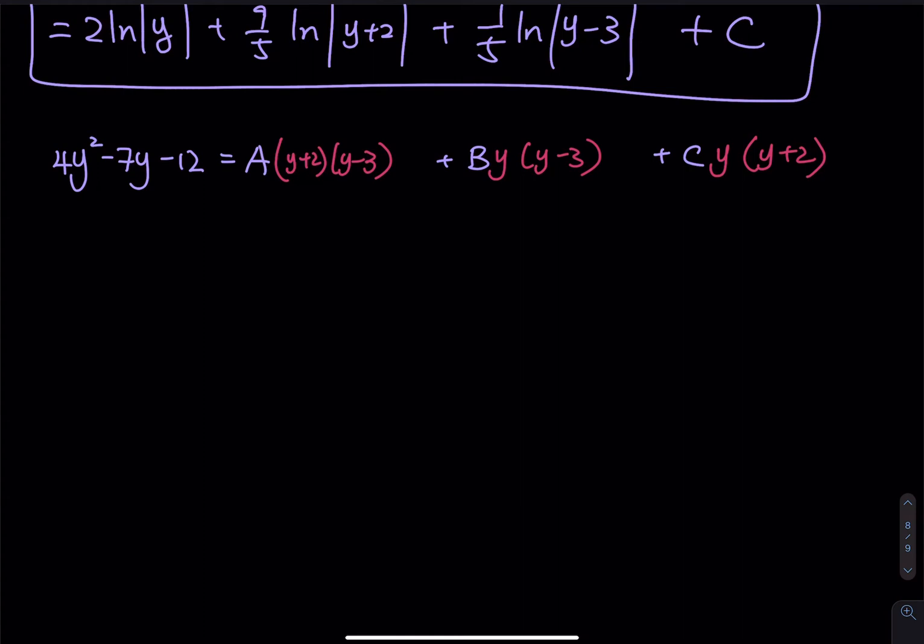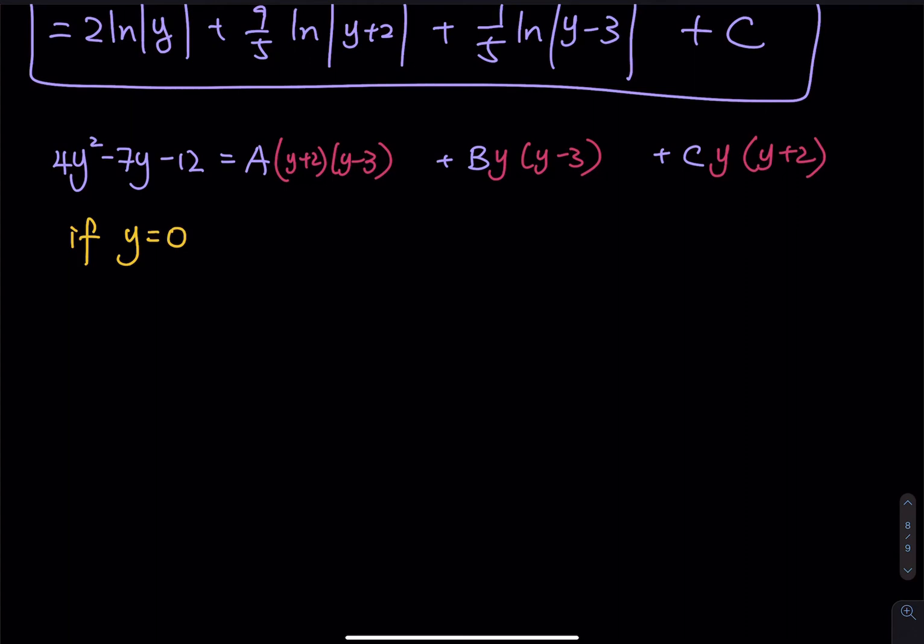So look at the red factors: Y plus 2, Y minus 3, and a Y, right? So now, look. What if Y is equal to 0? So when Y is equal to 0, do we agree that the B is gone? The C is gone. B times 0 is gone. C times 0 is gone. So the 0 eliminates the B and C for you. So you only need to take care of A.